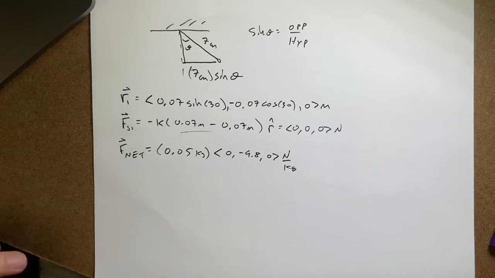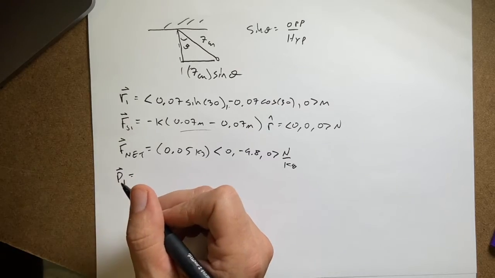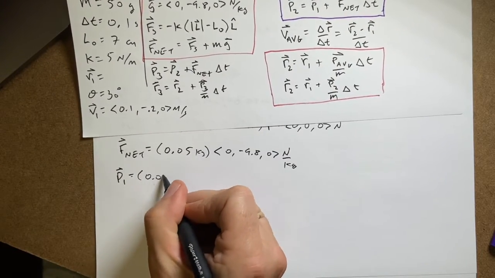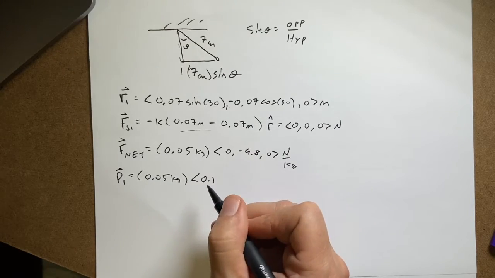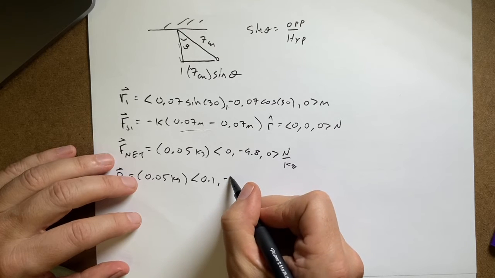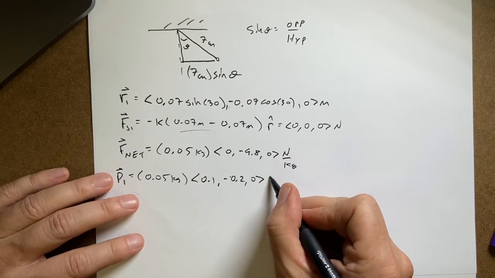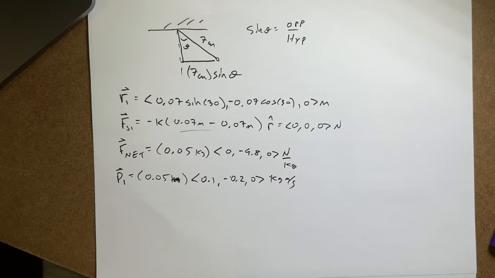Now I can calculate P1. So P1 is going to be equal to, remember my velocity right here, it's going to be my mass, 0.05 kilograms. I'm going to leave off the units. 0.1, negative 0.20, and this will be kilogram meters per second. I'll put it at the end.